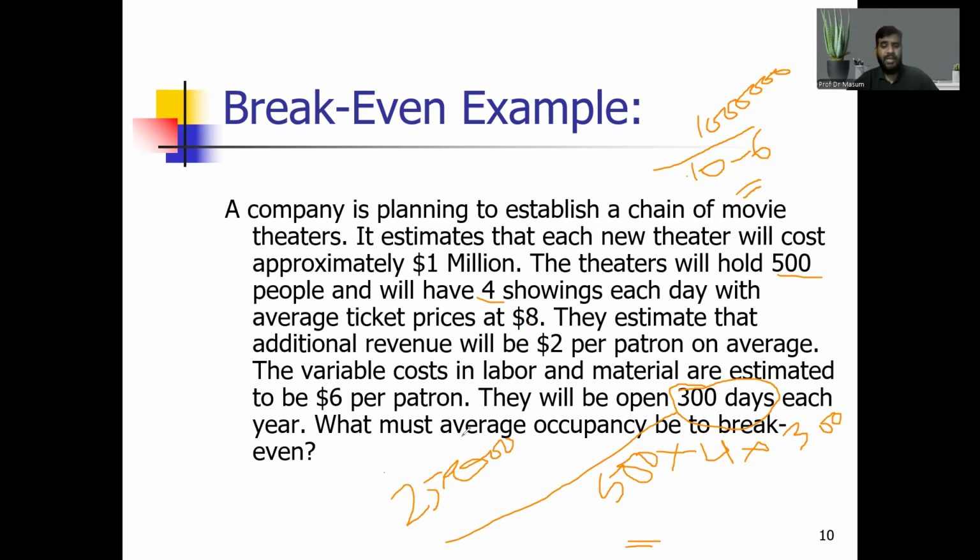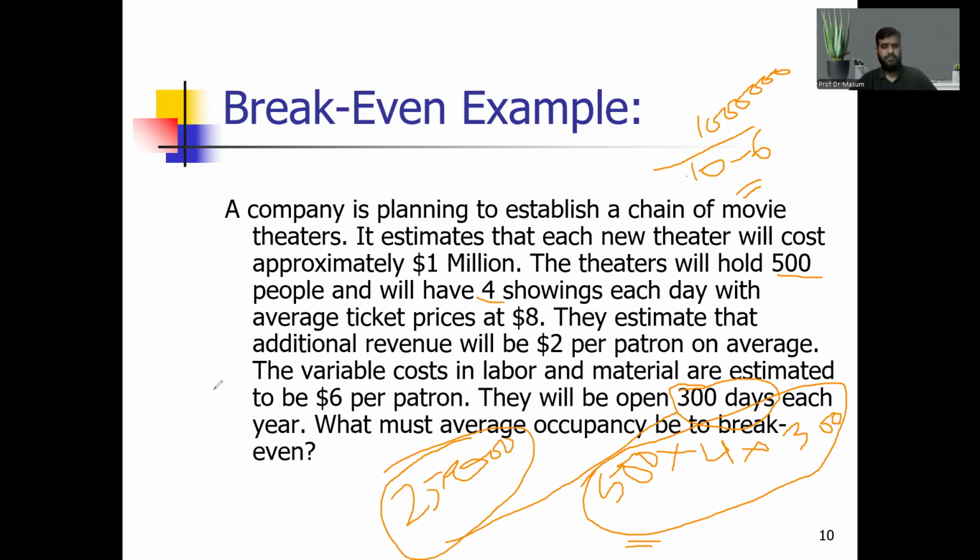Because your break-even customers is 250,000. Break-even seats: you have to sell this amount of tickets to break even. And your total available tickets: 500 seats, 4 showings, and 300 days. So total number of tickets is this one, and you have to sell 250,000. So what percentage of the total seats do you have to sell?